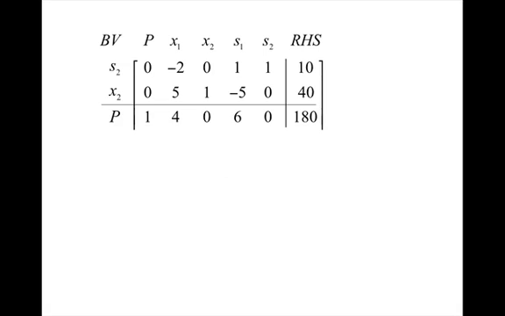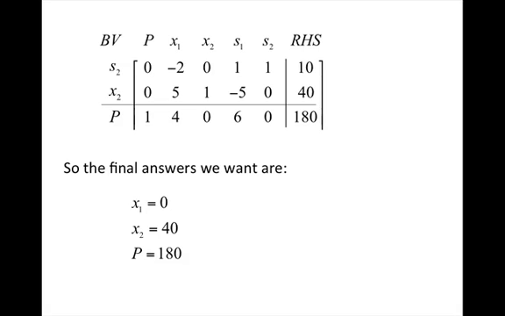So the final answers that we want are the x's and the p's. So x sub 1 is 0, x sub 2 is 40, and the P equals 180. When you're listing your final answers, you don't even have to list what the s's are. We'll never want those. When you're asked for final answers, we always just want the x's and the P.